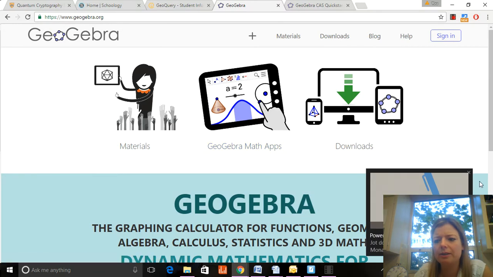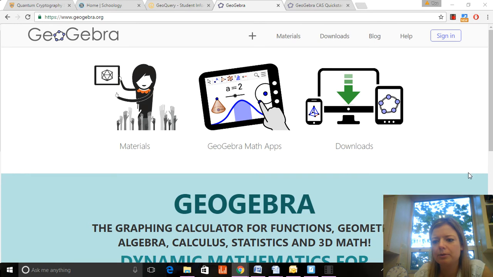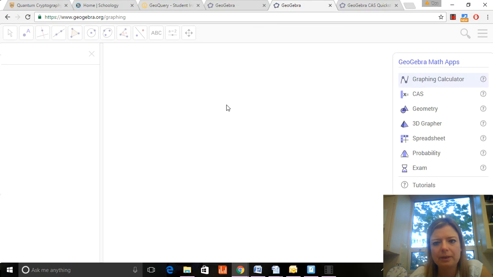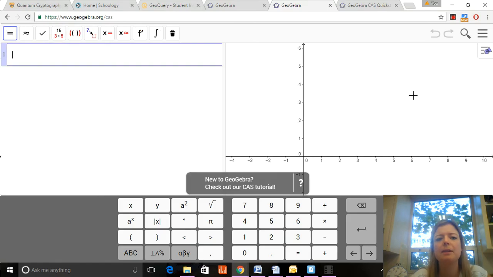Go to GeoGebra Math Apps, and instead of graphing calculator, pick CAS. That stands for, I'm not sure what it even stands for. Something cool. Computer algebra system, maybe? Okay, so it should have this different stuff up top.